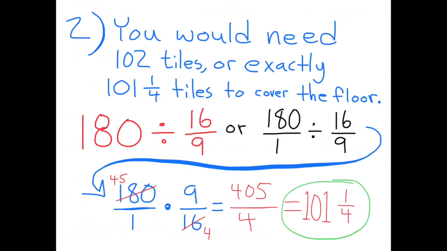The area of the tile is 16/9, so 180 divided by 16/9, or 180 over 1 divided by 16/9 equals 180 times 9/16, or 45 times 9/4, which equals 101 1/4. You would need 102 tiles, or exactly 101 1/4 tiles to cover the floor.